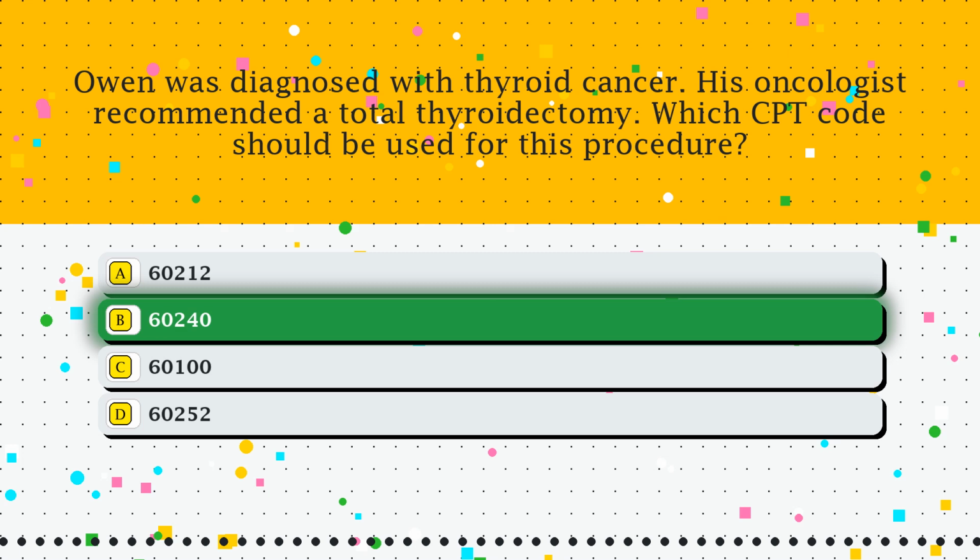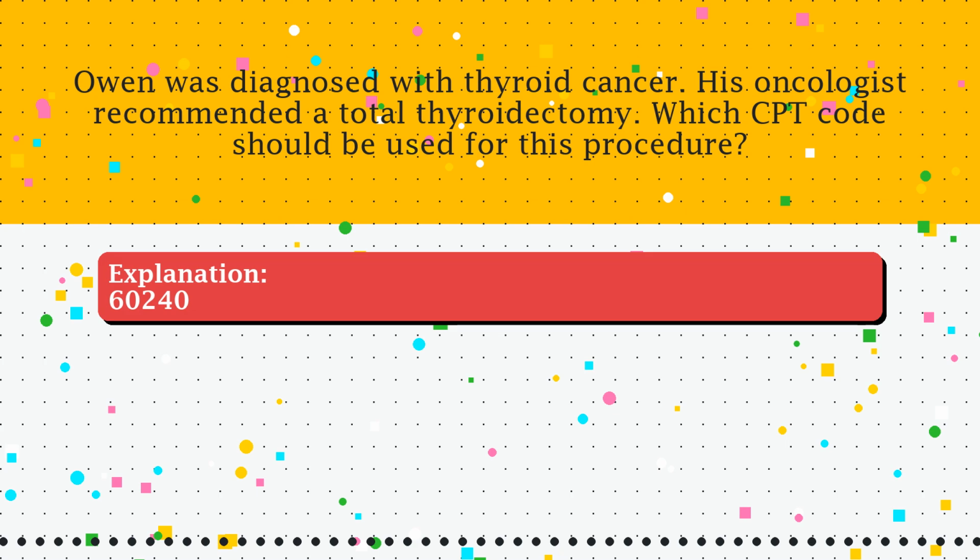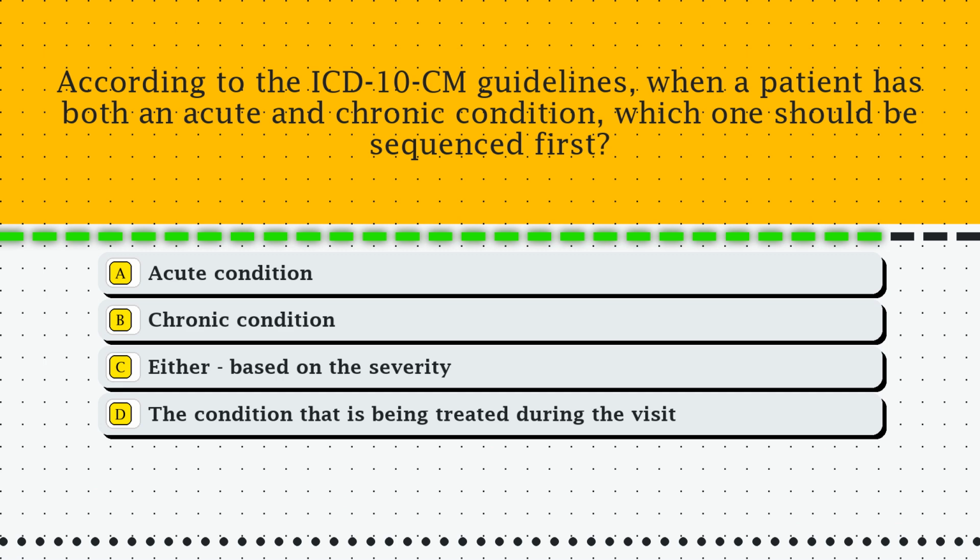The correct answer is option B, 60,240. Question 263. According to the ICD-10-CM guidelines, when a patient has both an acute and chronic condition, which one should be sequenced first? Option A, acute condition. Option B, chronic condition. Option C, either, based on the severity. Option D, the condition that is being treated during the visit.